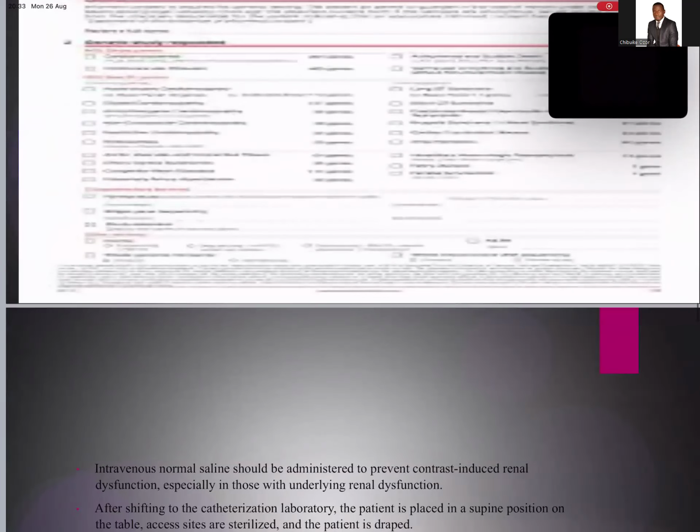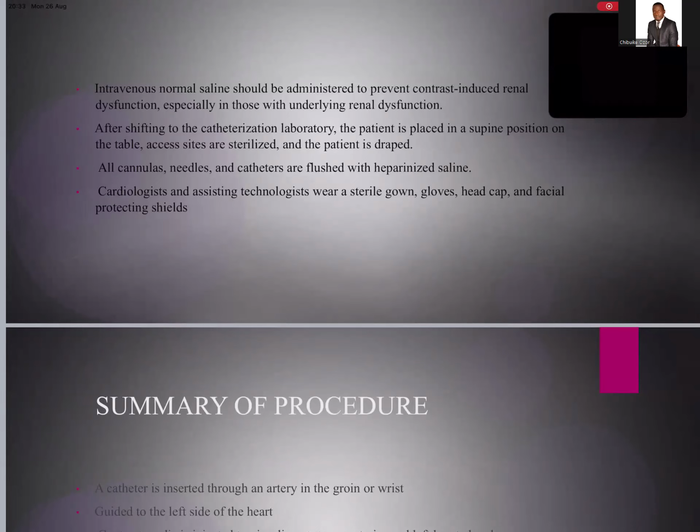And then usually intravenous normal saline should be administered to prevent contrast-induced renal dysfunction in some cases, especially in those with underlying renal dysfunction. And then after shifting to the catheterization lab, the patient is placed in a supine position on the table. Access sites are sterilized and the patient is draped. And then all cannulas, needles, and catheters are flushed with heparinized saline as usual. And cardiologists and assisting technologists do the usual thing.